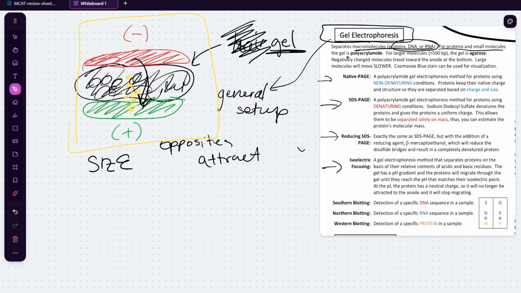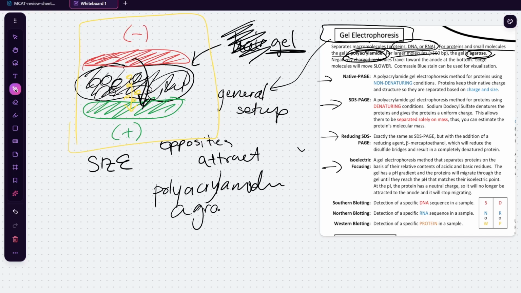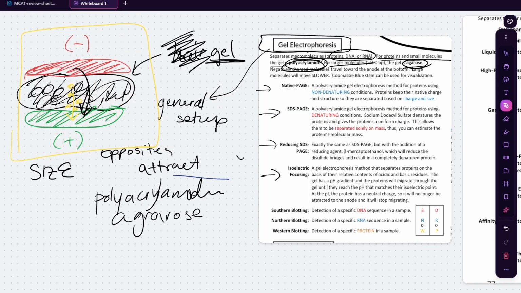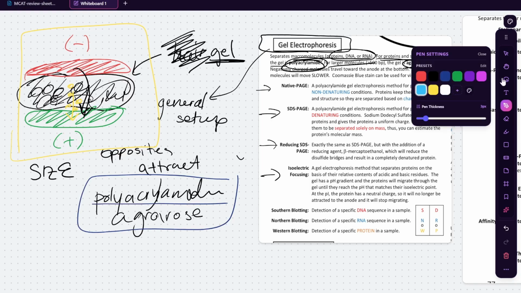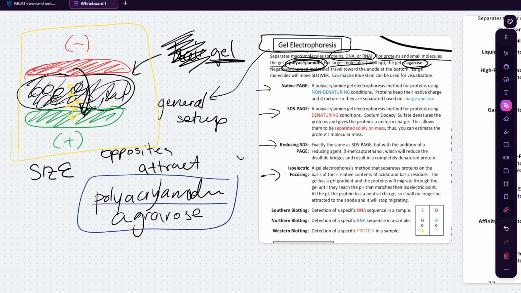For proteins and small molecules, the specific gel is polyacrylamide, as it says here. For large molecules, the gel is agarose. So there are different types of gels, as we just explained. Another thing to note is that you can also stain these particles blue so that you can actually see what's going through and what's not. So stain for visualization is what it means there.